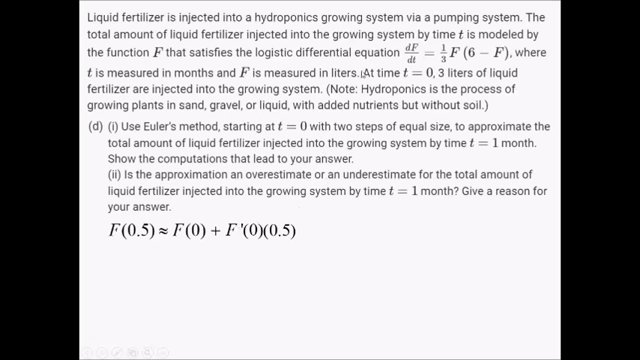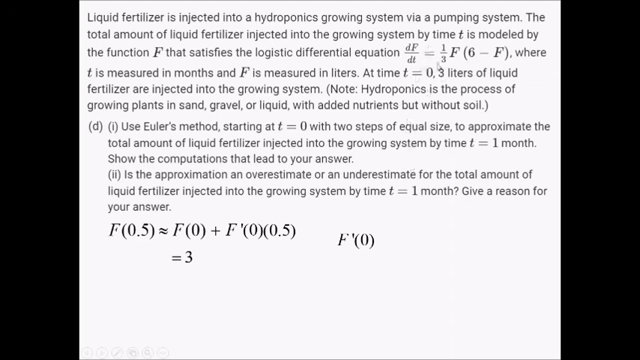Well, they told us at time 0, 3 liters of liquid are injected into the growing system. So that's just a 3 right there. And then what's f prime of 0? Well, for that, we're going to have to use our differential equation. So that's going to be 1/3 times the value of f at time 0. So we're not plugging 0 in for f. We're plugging in whatever f equals at time 0 in this differential equation. And again, that was 3.